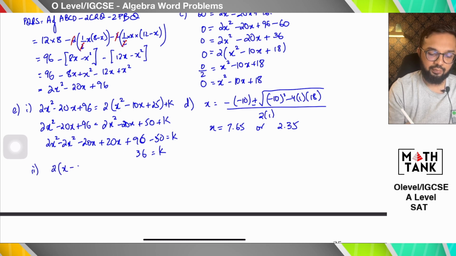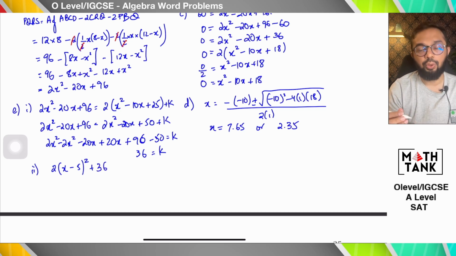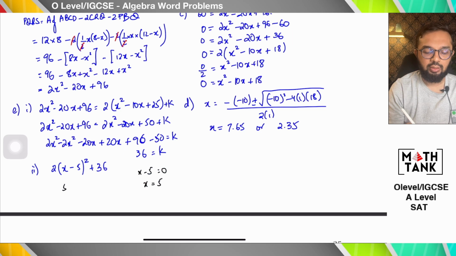So you have this. This is called the completed square form, and the coordinates of the maximum and minimum points can be seen in these brackets. This expression inside the bracket helps you calculate the x coordinate. So 5 is the value of x, and what is the maximum value? This is an expression for the area. So the maximum value of the area is 36.